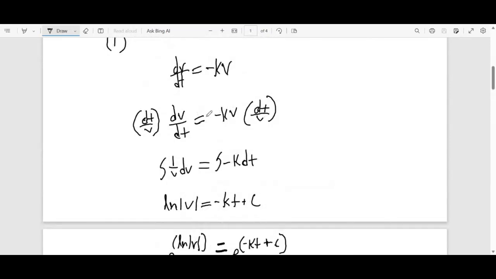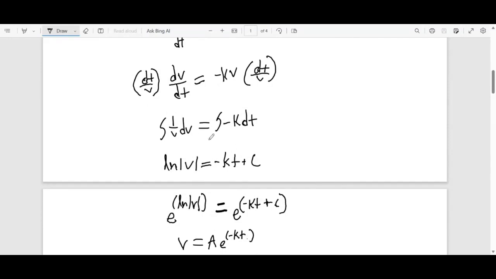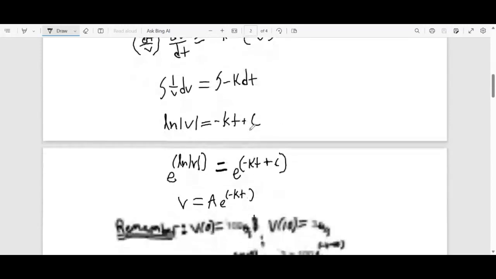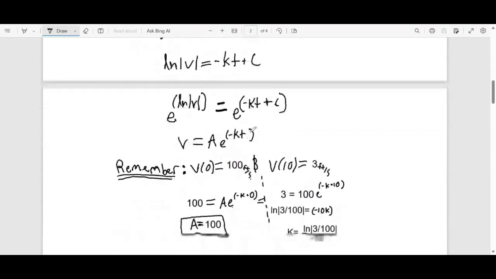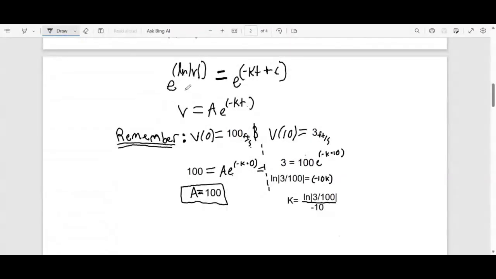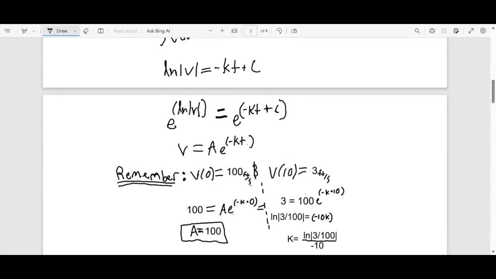Now we're going to separate our variables, multiplying each side by dt over v. That gives us 1 over v on the left side and negative k on the right side. Integrate the left with respect to v, the right with respect to t. Our result is ln v equals negative kt plus c. After that, we make both sides base e. In doing so, we'll have v equal to a, some constant, multiplied by e to the power of negative kt.